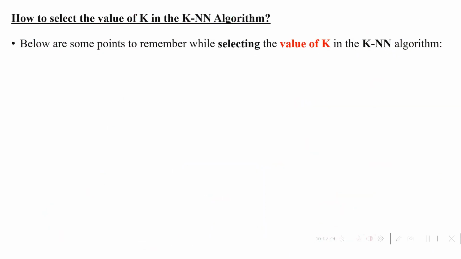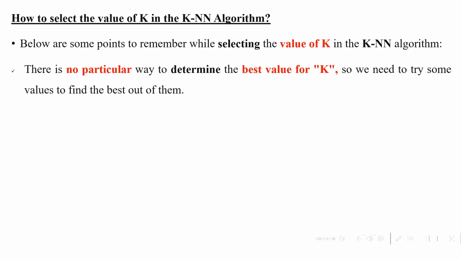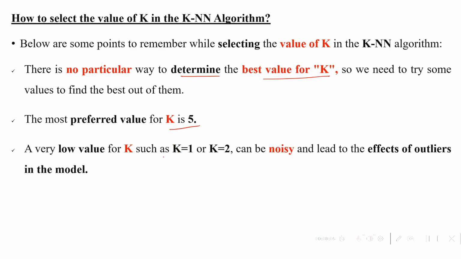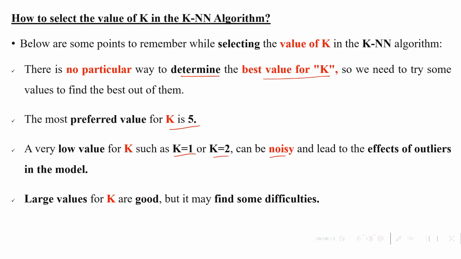So how do we select the value of k? There are different approaches to select the number of k. There is no particular way to determine the best value for k, so we need to try some values and find the best out of them. The most preferred value for k is 5. A very low value for k, such as k equal to 1, can easily give us noise and lead to the effect of outliers in the model. Large values for k are good, but they may cause some difficulties. So that's why we check a medium value for k.